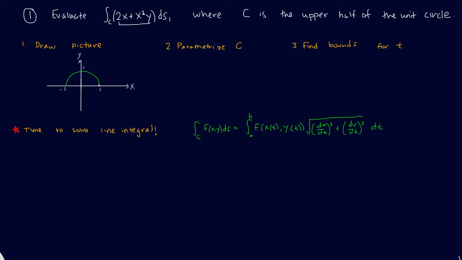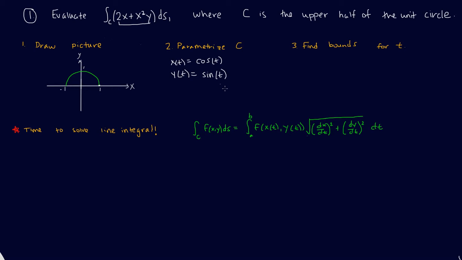The next step is to parameterize C, which means I want to find an equation for my curve C in terms of one variable. I'm going to call this variable t. So I need to write x of t and y of t to figure out what my x and y coordinates are given its value of t. Well, I'm just going to use the standard parametric equations for the unit circle, which is x equals cosine of t and y equals sine of t.